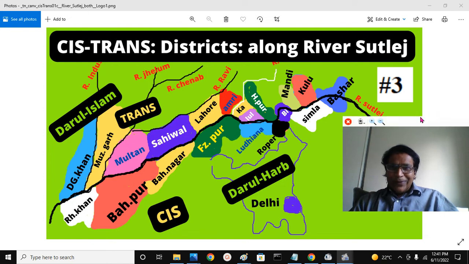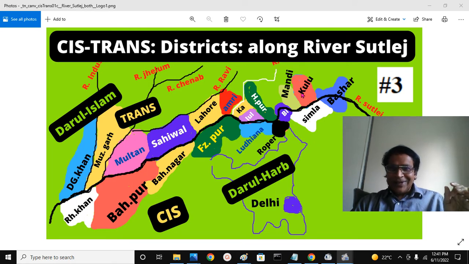This is part 3 for this particular river. In part 1, I talked about the CIS districts. In part 2, I talked about the trans districts along the majestic Sutlej River. In part 3, I am going to show you both the CIS districts, this side of the river, and the trans districts, across the river. You will get a fascinating idea and appreciate our ancient motherland.